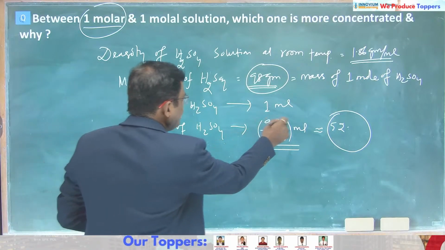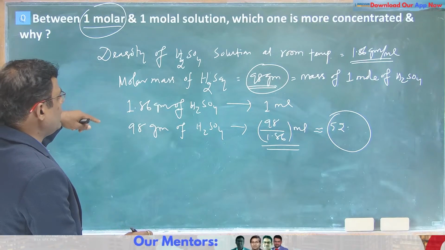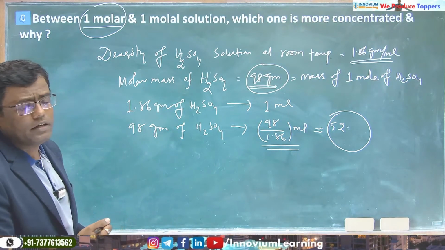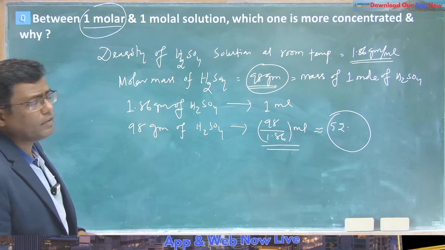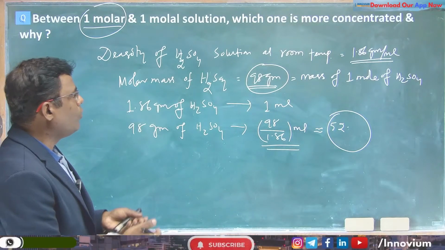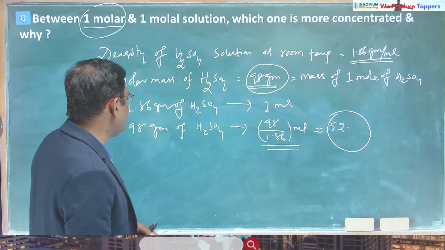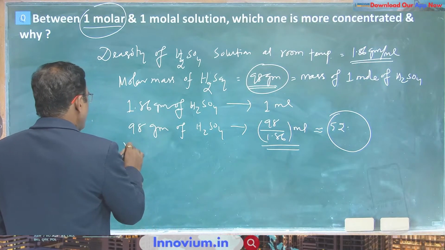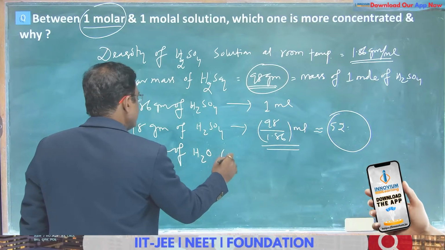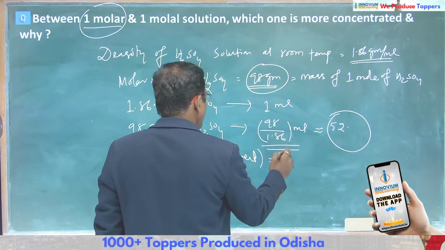So the volume is this one, correct, in ml. Then out of 1000 ml, if this is the volume of H2SO4, what is the volume of that solvent? Of course, here the solvent is what? Solvent is water. H2SO4 solution is given. No solvent data is given, means we can consider that as water. So what is that volume of that water? So volume of H2O, which is the solvent in that H2SO4 solution, is equal to what?